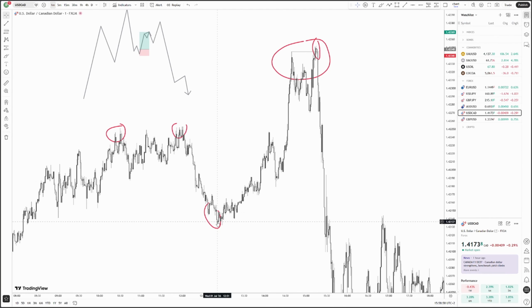Anyways, that was it for today. Quick little explanation on shallow lows, shallow highs.